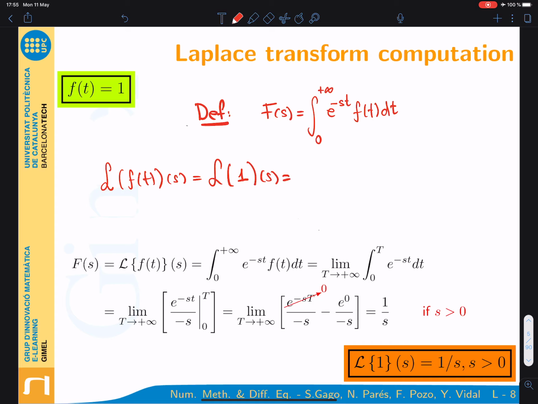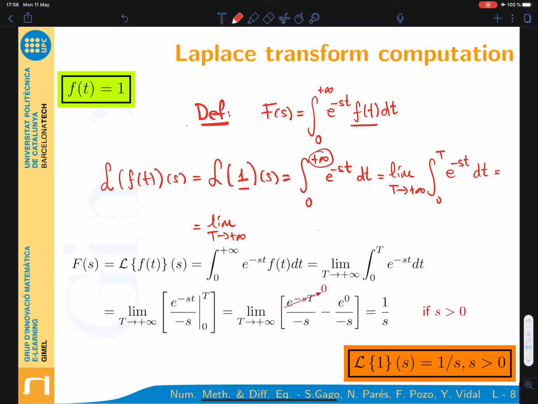Now if I use the definition, I should compute the integral of the exponential times f of t, it's 1 in my case, dt. So this is the integral I need to solve. And remember that in order to solve this improper integral, we will change it by a limit and a definite integral between 0 and T. Now we need to solve the integral. Let's solve the integral first. So I will just copy the part with the limit and solve the integral.